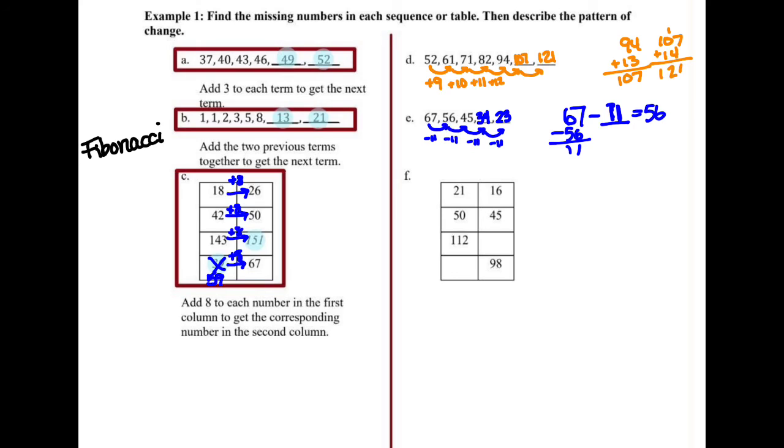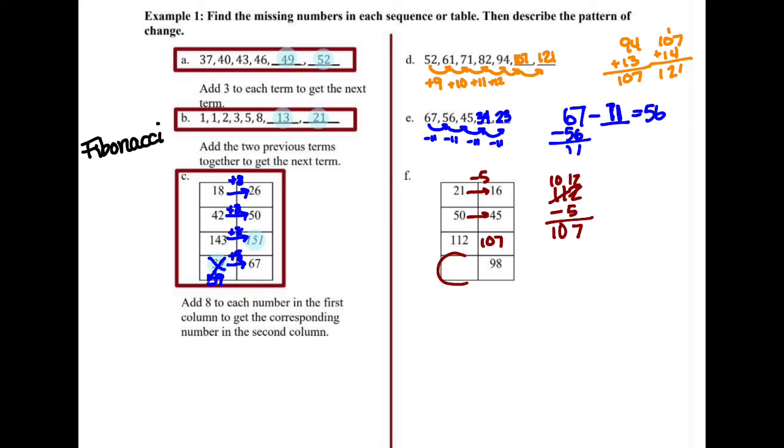And the table. Let's see what's happening. Going across, they're getting smaller, aren't they? So this is going to be a subtract. What do we subtract from 21 to get 16? It's 5. Do I subtract 5 to get from 50 to 45? Yes, I do. So it looks like subtract 5 is going to be your rule. So 112, subtract 5. This becomes a 10, that's a 12, and we get 7 and 10. So 107.